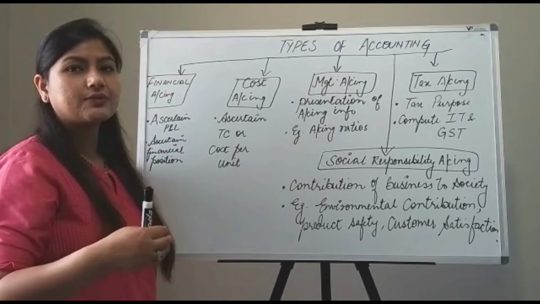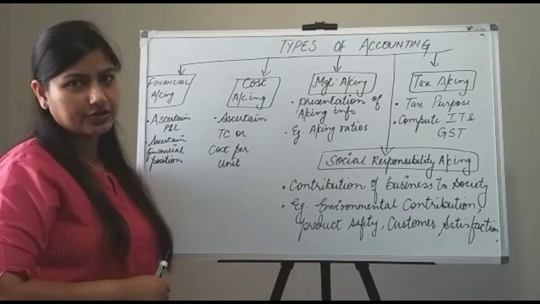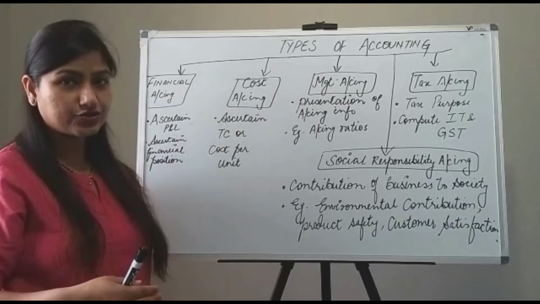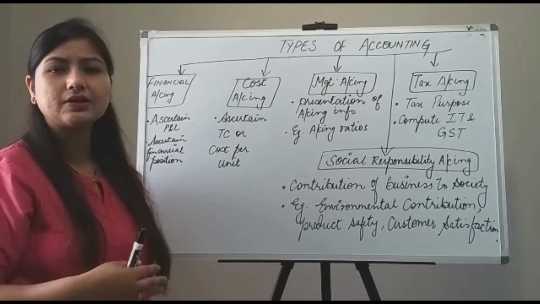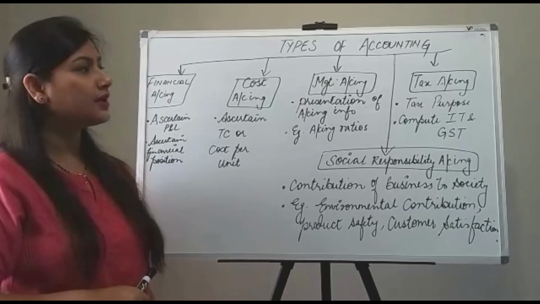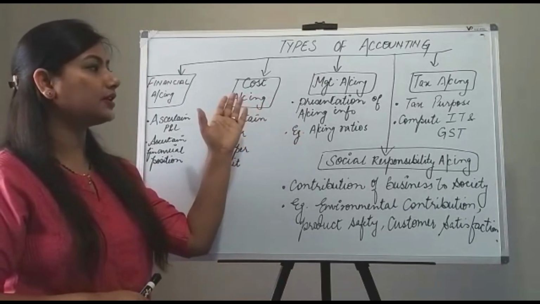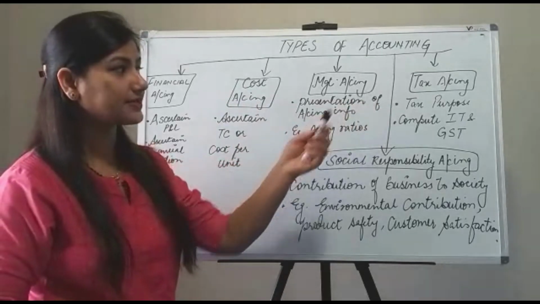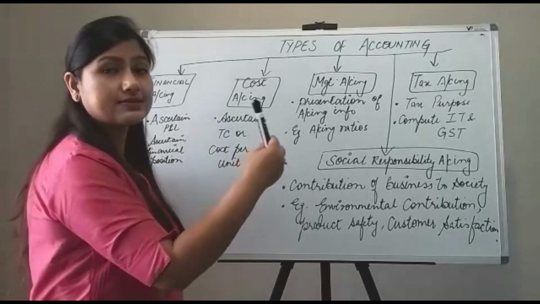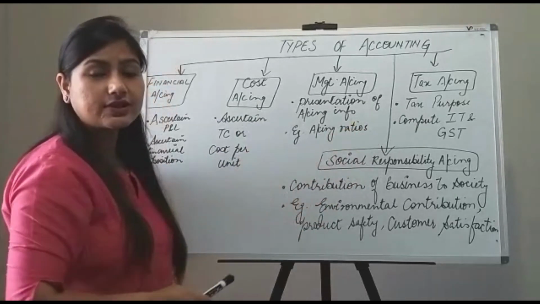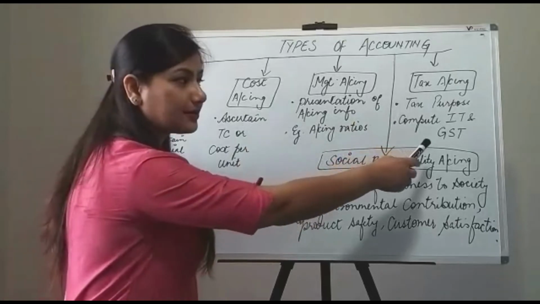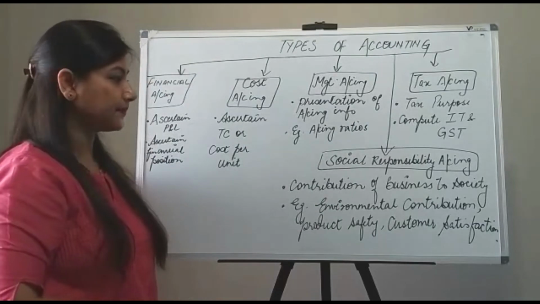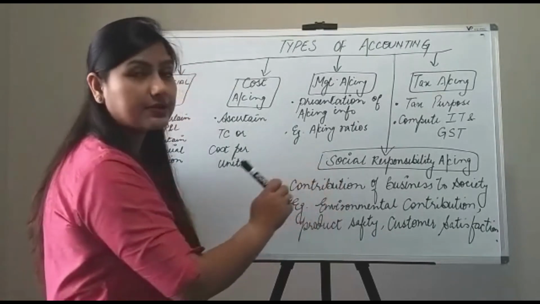manner so that it becomes easy for the users of accounting information. For example, the accounting information is presented through balance sheet or accounting ratios or cash flow statement so that it becomes easy for the accounting users. So it talks about presentation of the accounting information in a useful manner. Then comes tax accounting. Tax accounting is done for the tax purposes so that the business can compute its income tax and GST. What is GST? Goods and service tax. And the last is social responsibility accounting.